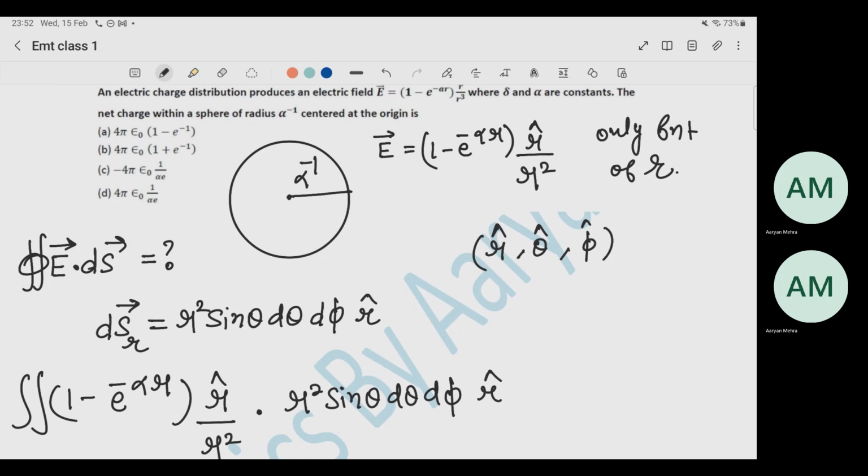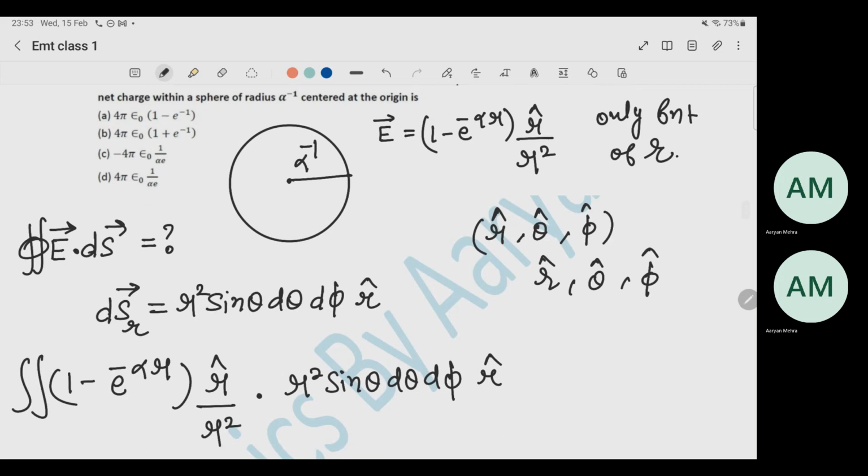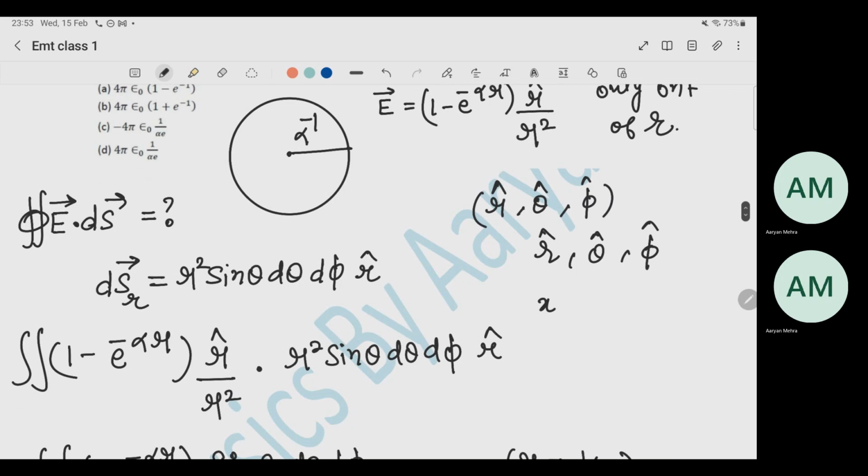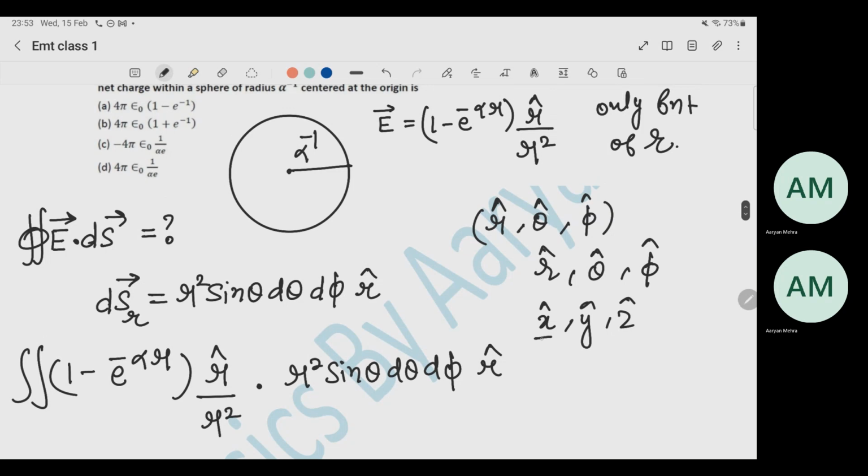But for these kinds of problems, it is best to use the spherical coordinate system instead of the Cartesian coordinate system. What is ds in the spherical coordinate system? Now ds can be in three directions: along r cap, theta cap and phi cap. Similarly to the last problem, where our ds vector was along x cap, y cap or z cap, and we only chose the x cap because that gave us a non-zero value, since our electric field was along the x cap.